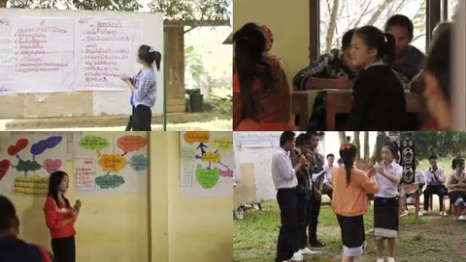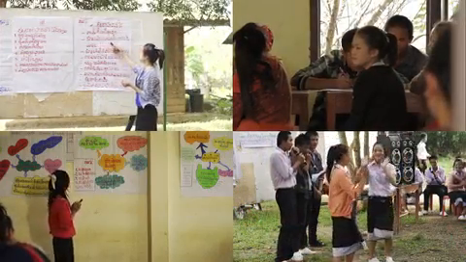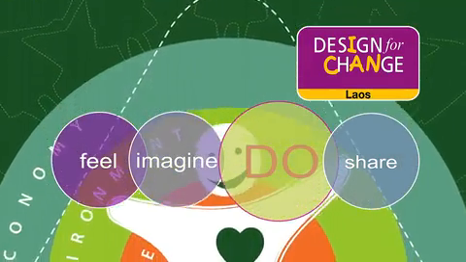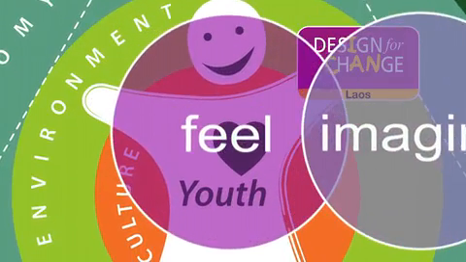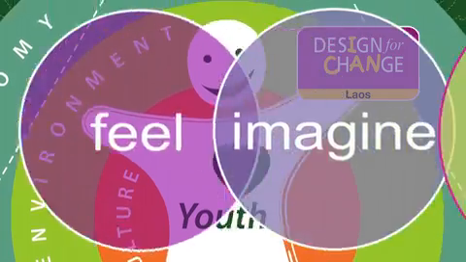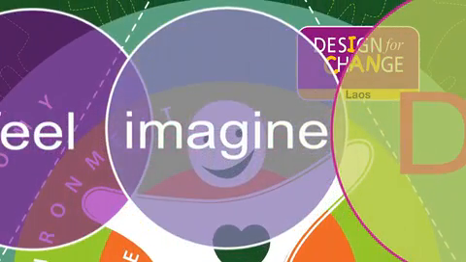In summary, through its 4-stage process, DFC develops the whole person. Let's reflect on design for change using the ESD poster. In the feel stage, compassion and empathy are nurtured and developed. This relates to education of the heart. In the imagine stage, problem-solving skills are developed. This connects to knowledge and thinking skills of the head.